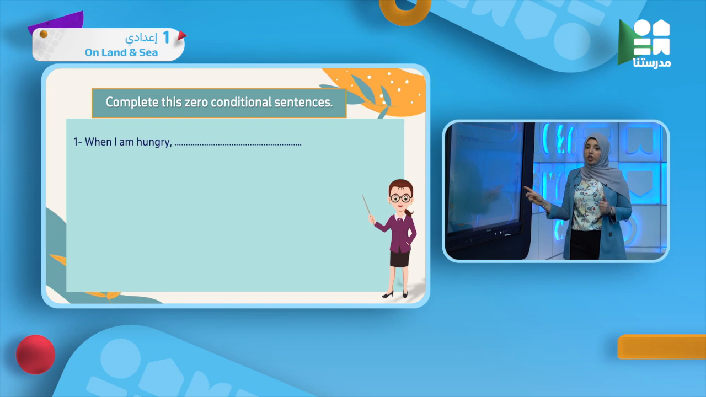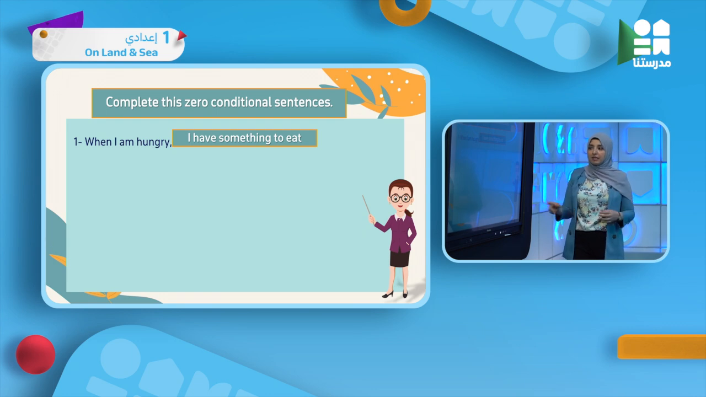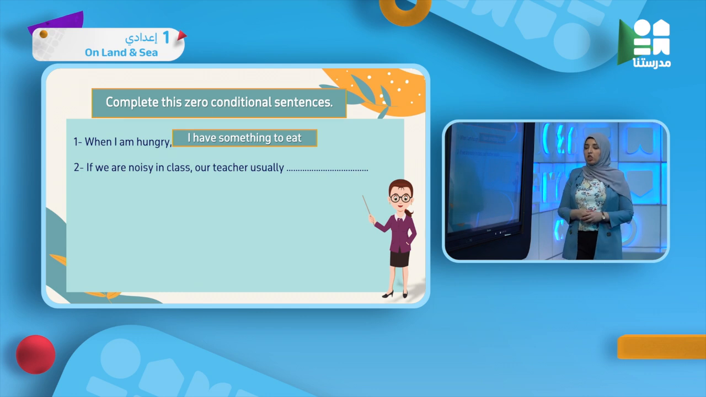When I'm hungry, what can I do? If you're hungry لو أنت جعان. Yes, I have something to eat. Okay, ممكن أجيب حاجة آكلها. Or I grab a sandwich, etc. 2. If we are noisy in class, our teacher usually، لو احنا بنعمل ضوضاء في الكلاس، our teacher usually does what? Yes, asks us to be quiet. استخدمت هنا ask plus s عشان our teacher دول she، فبقى add s للverb عشان ده present simple.